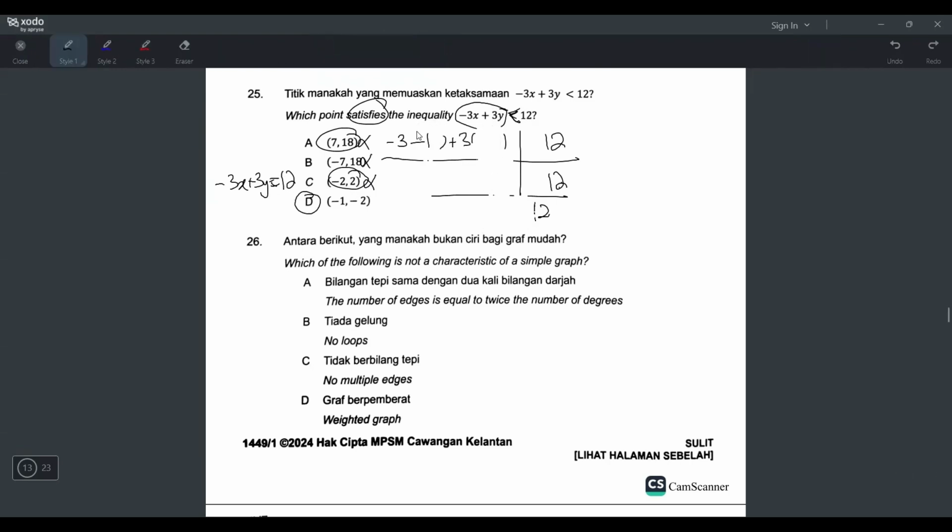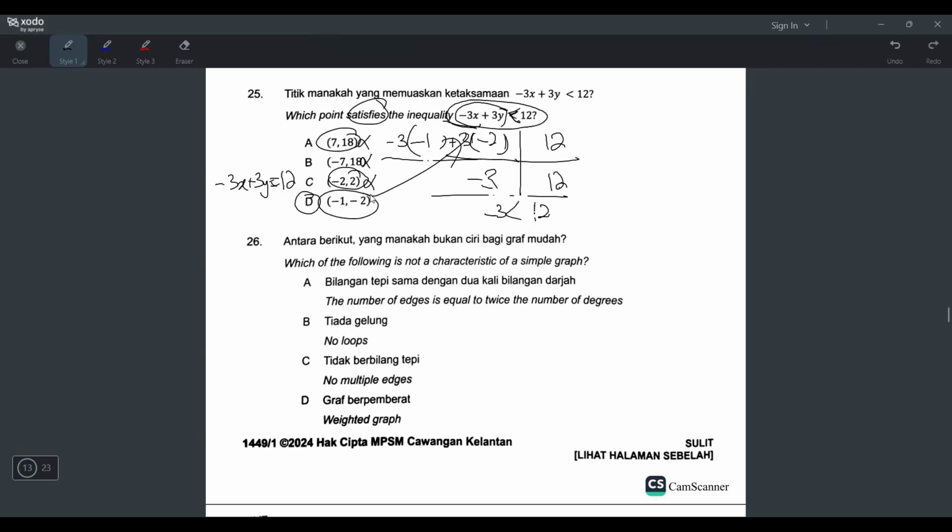So -1 for the x, y is -2, and if you press the calculator, what do you get here? This one is +3. 3 minus 6 is -3. So you can see -3 is smaller than 12. That means when you substitute inside, you end up getting the left side smaller than the right side. It means it satisfies -3x + 3y < 12, because the left side is smaller than the right side after you substitute. So D is the answer.